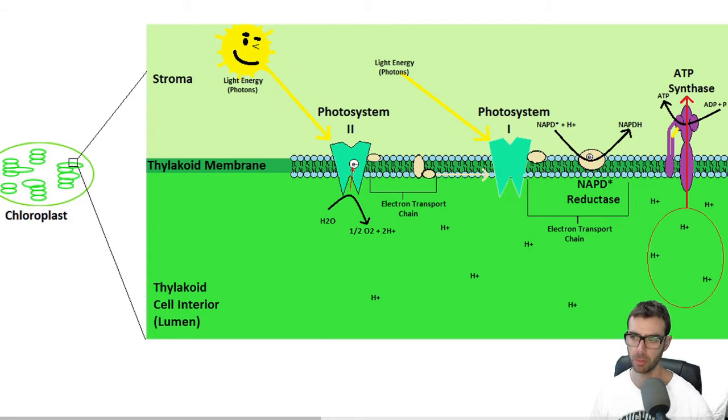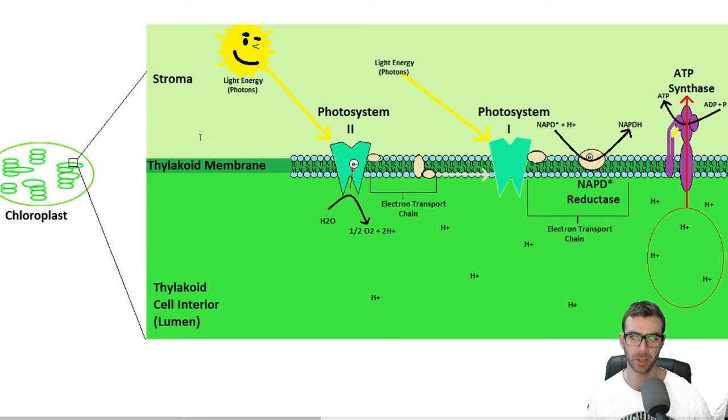There are two main stages in photosynthesis. They are 1. The light-dependent stage, and 2. The light-independent stage, or the Calvin cycle. Here we see the light-dependent stage. The light-dependent stage starts with light energy called photons reaching chloroplasts of the plant cell, right here.